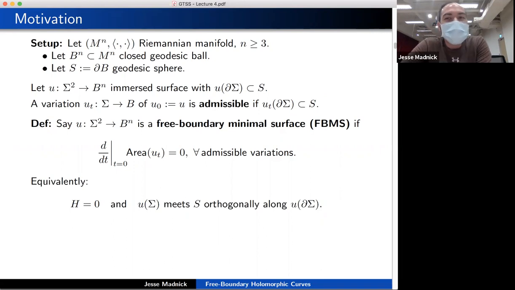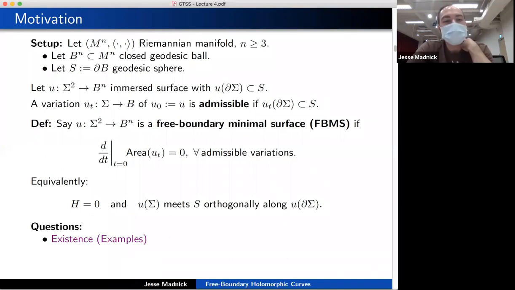Equivalently, the mean curvature vector is 0, and the surface meets S orthogonally along the boundary. So the first condition, H equals 0, that's minimality. And the second condition is the free boundary condition. Hence the term free boundary minimal surface.